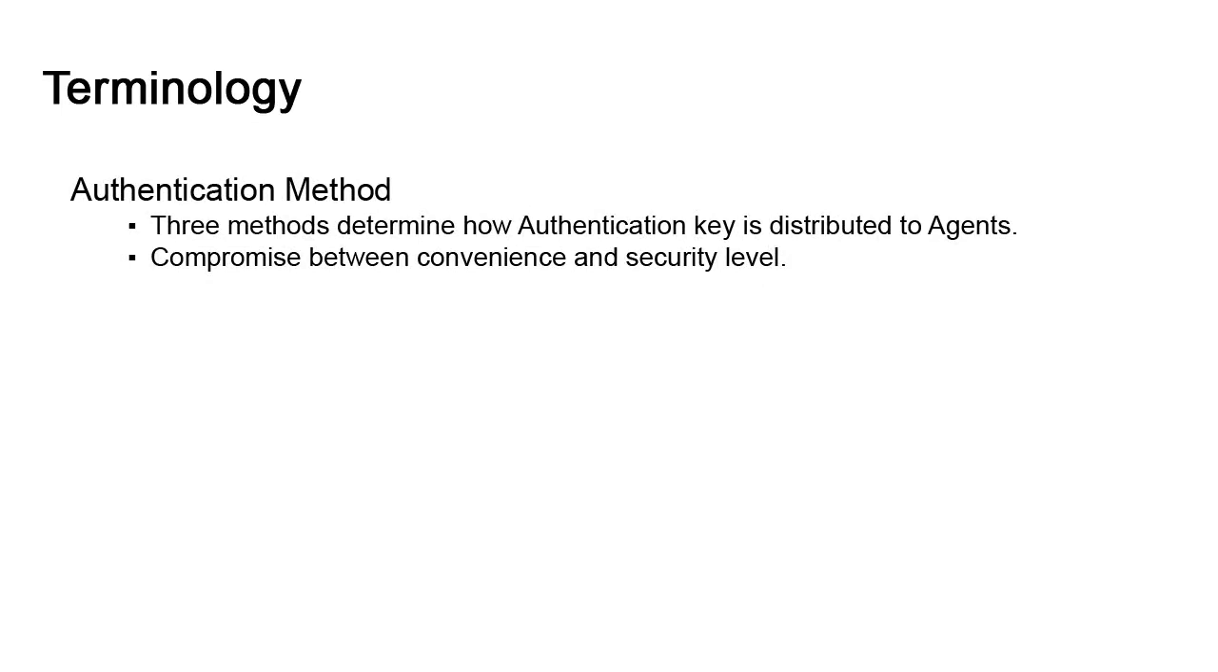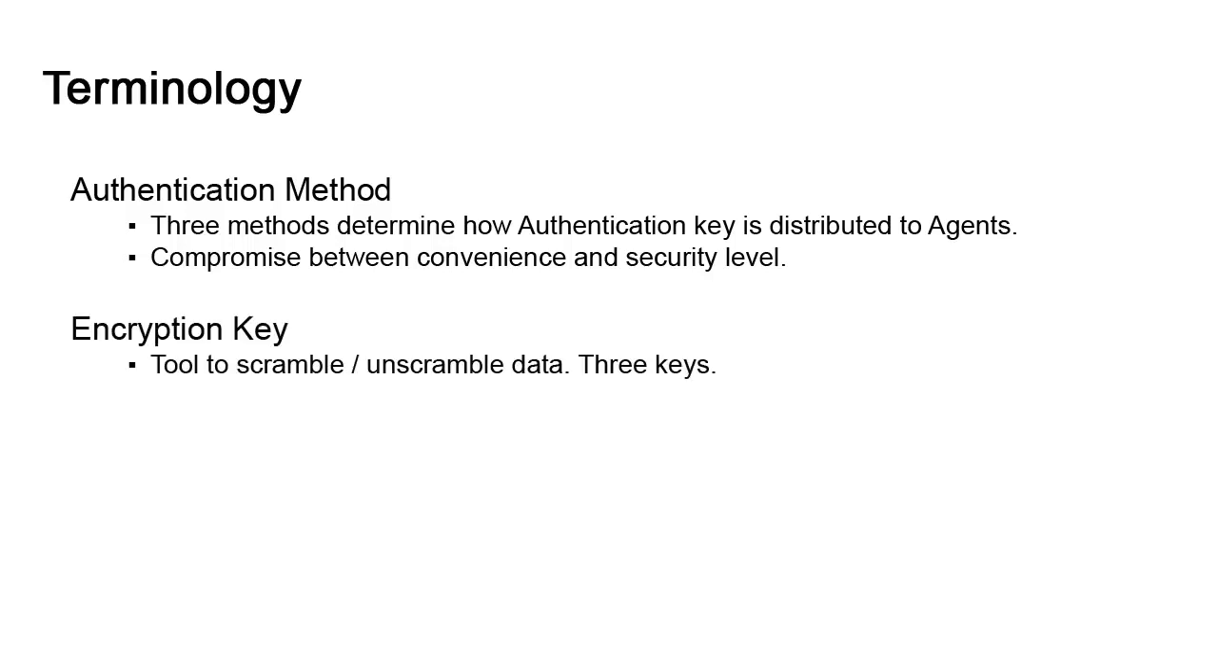First, we have three authentication methods. The most important key in the system is the authentication key. The authentication method determines how this key is distributed to agents. The choice is a compromise between convenience, speed, and relative security levels. The three methods are no, local, and local remote.